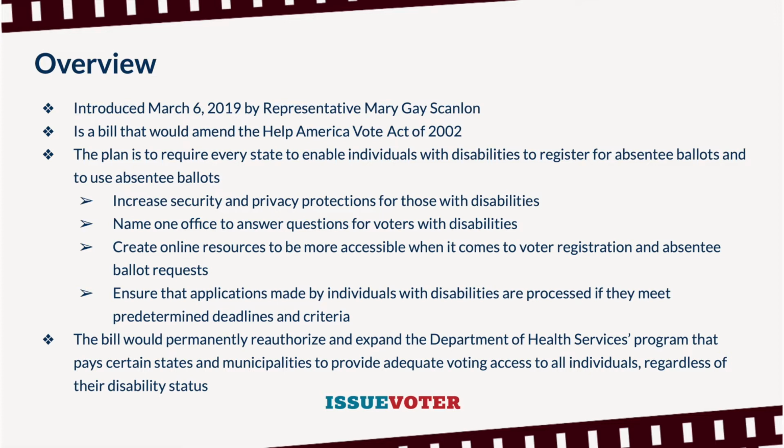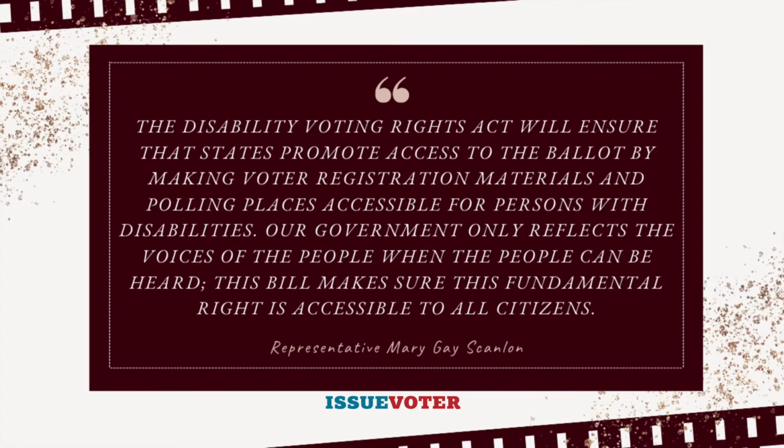One is to increase security and privacy protection for those with disabilities. Another part would include naming one single office to be available to provide information for voters with disabilities. Not only this, but the bill would require the creation of online resources for voter registration and absentee voting for individuals with disabilities to further accessibility. In addition, the bill would ensure that applications made by individuals with disabilities are processed if they meet predetermined criteria and deadlines. Finally, the bill would permanently reauthorize and expand the Department of Health Services program that pays certain states and municipalities to provide adequate voting access to all individuals, regardless of their disability status.